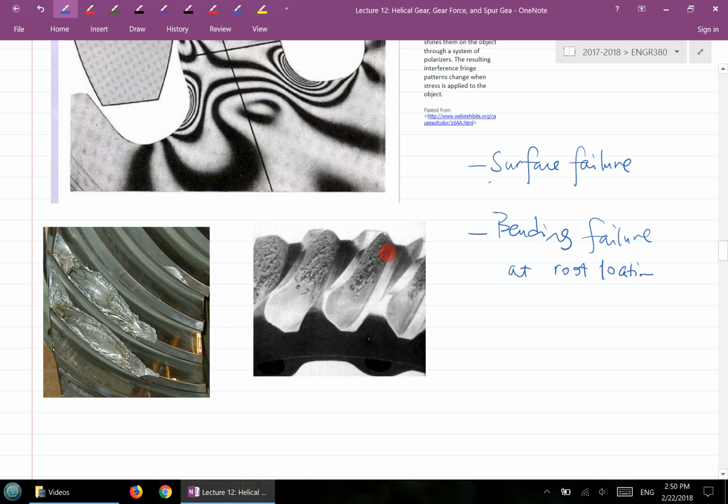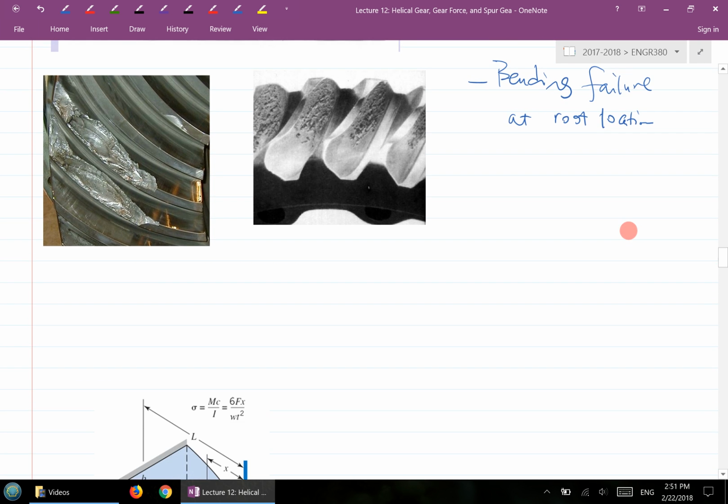Surface failure happens when you have a pressure applied to the surface, or when you have two objects in contact with each other, applying pressure to either side of the surface. And bending failure, of course, is when something breaks, and it can be due to the bending moment, or due to the bending normal stress. So that's the type of structural failure that you see here. We want to prevent these two types of failure from happening.